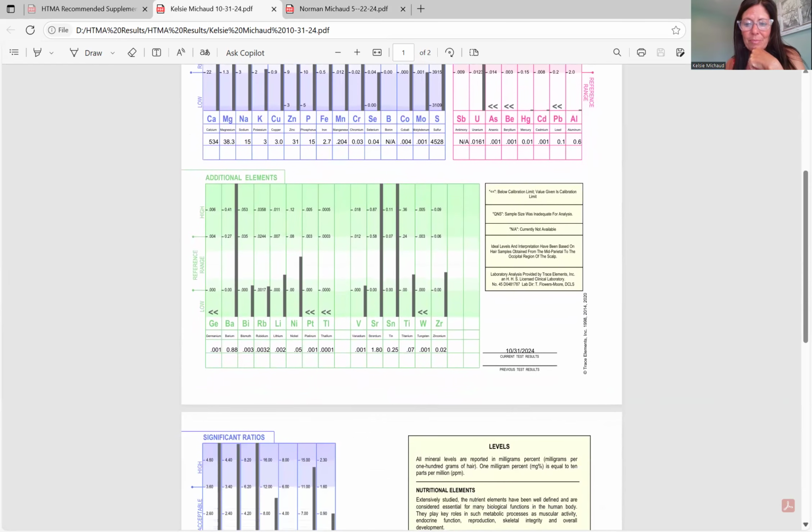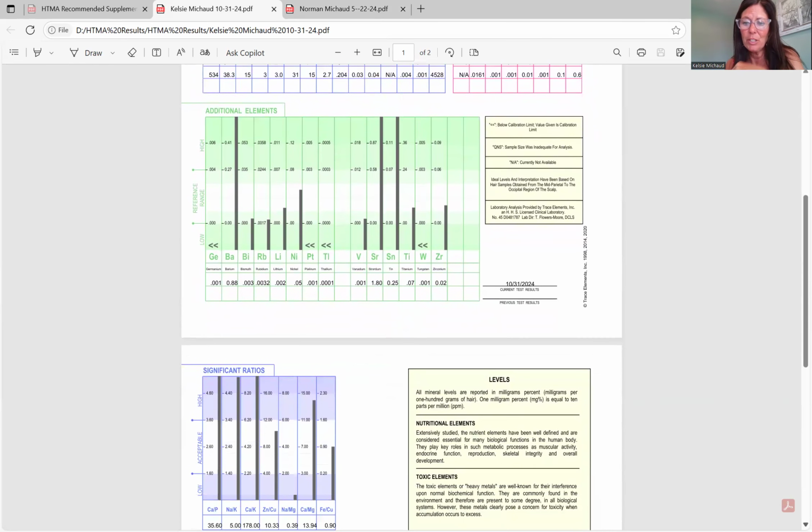So let me know if you have any questions, pop it into the community for me. I know this was a quick overview. I'm going to stop my share here. This was my results and my husband's results, so it's somebody completely different from what yours is.